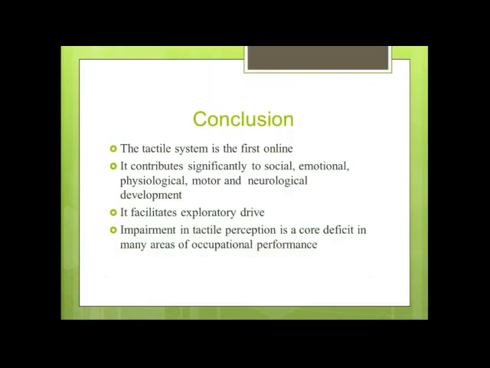So, in conclusion, why is the tactile system so important? It is our first system online, like Robin was saying. It's the first to develop in utero. It's how we start to explore our world. It contributes so much to social, emotional, physiological, motor, and neurological development. It's really what drives us to explore the world. And impairments of tactile perception are really a core deficit in many areas of occupational performance.